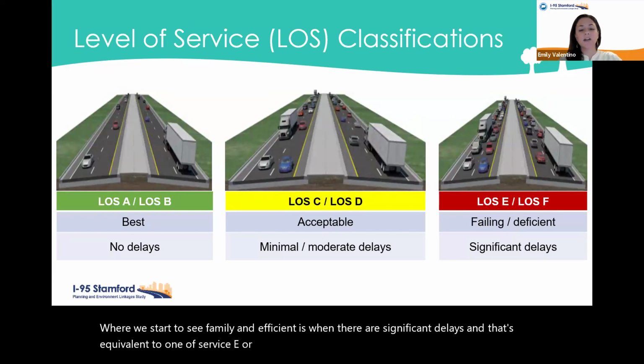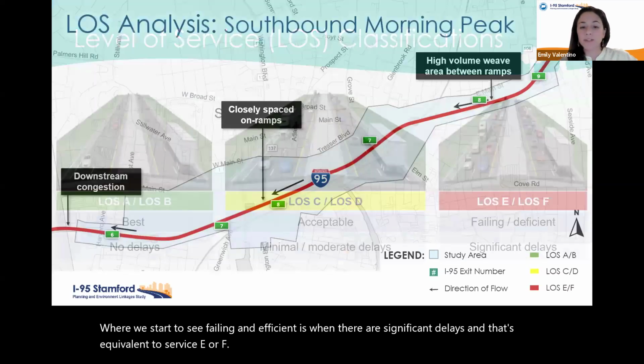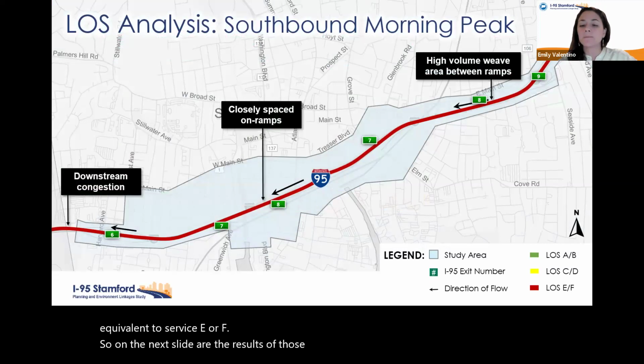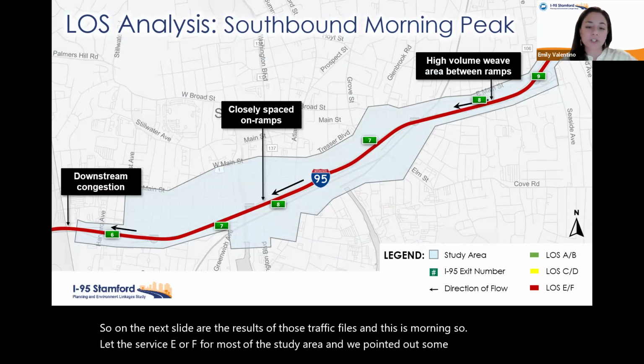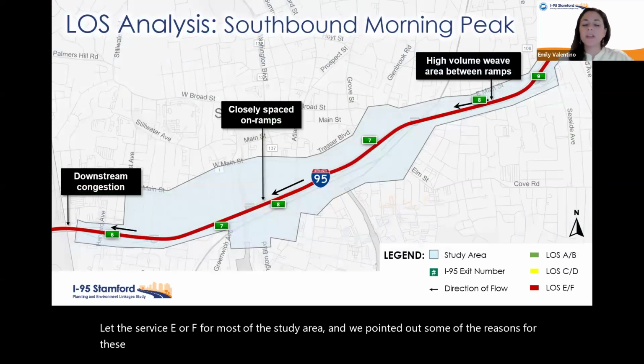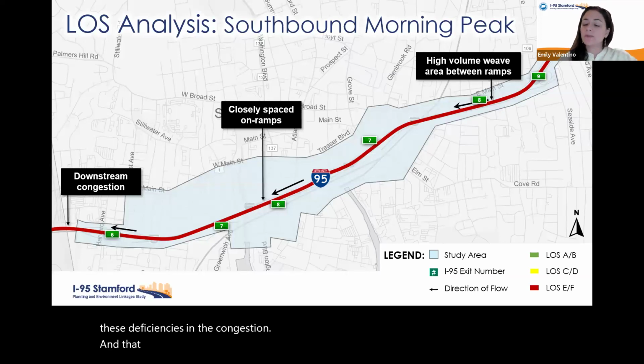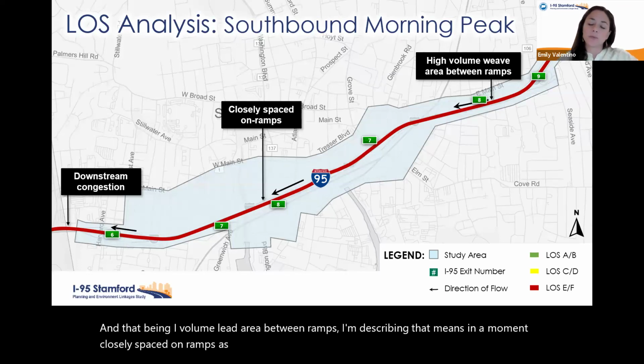So on the next slide are the results of those traffic models, and this is the southbound morning peak. You can see a lot of red, so level of service E or F for most of the study area. And we pointed out some of the reasons for these deficiencies in the congestion, and that being high volume weave area between ramps. I'll describe what that means in a moment. Closely spaced on-ramps, as well as downstream congestion, which limits the number of vehicles that are able to get through the study area.